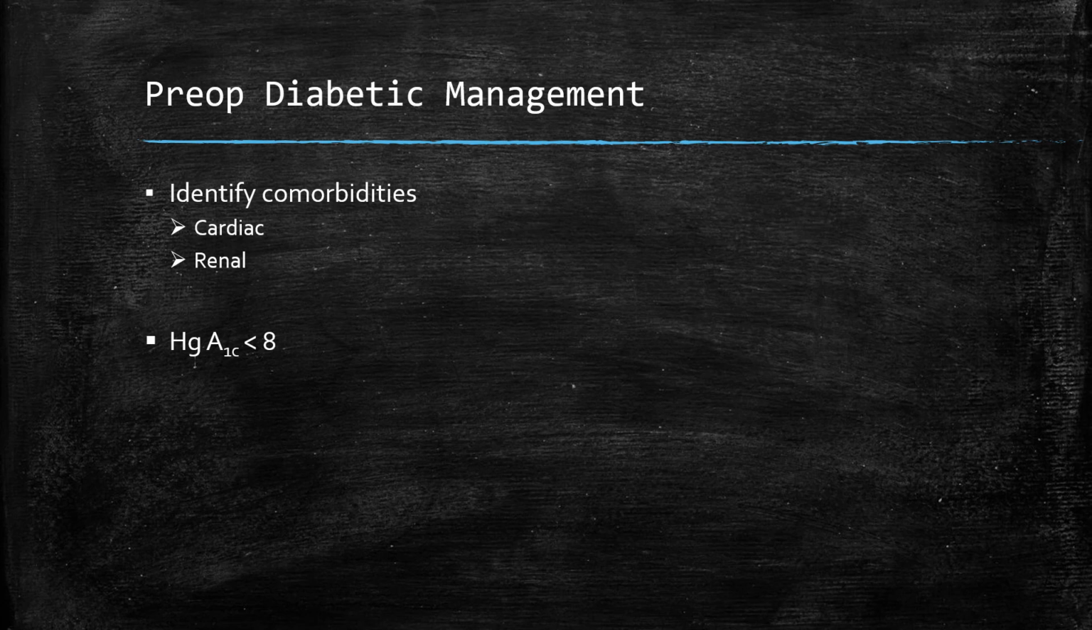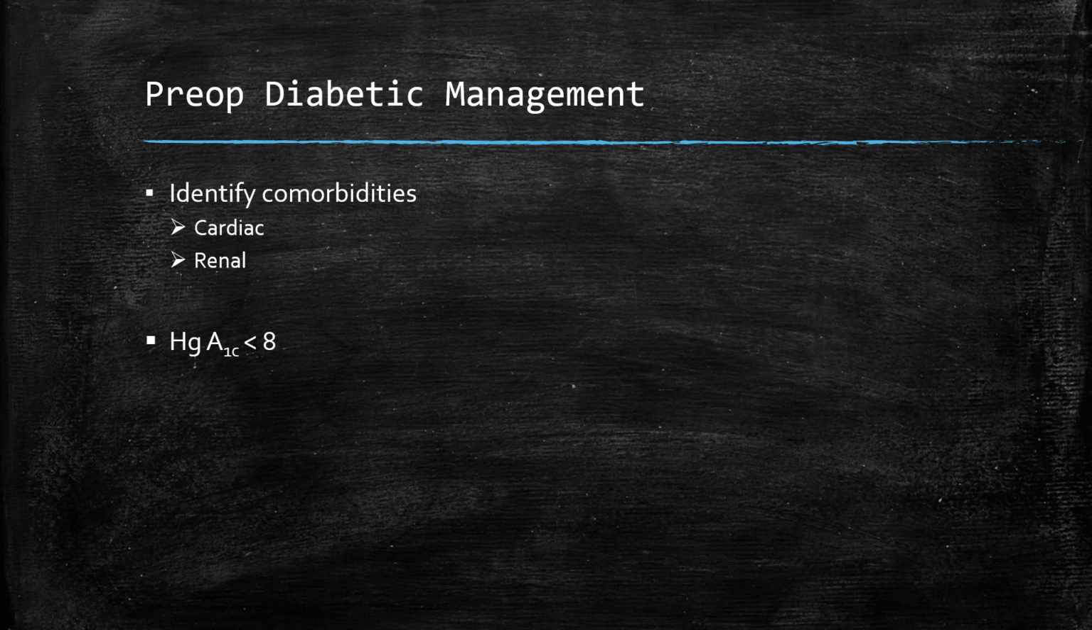Diabetics present several preoperative challenges to the surgeon. The first is that diabetes does not exist in a vacuum, and most diabetics have multiple other comorbidities that we're going to have to identify and address. In particular, most diabetics have underlying cardiac and renal disease.